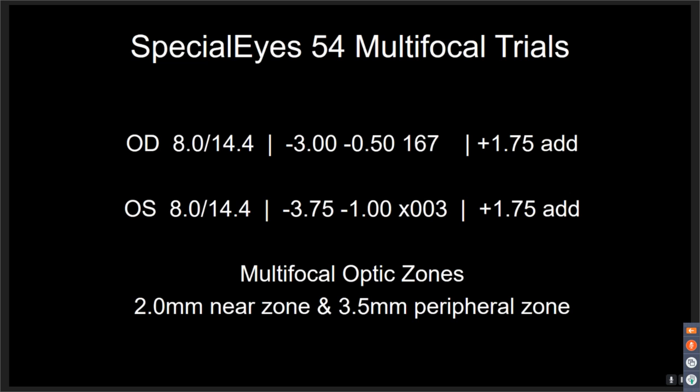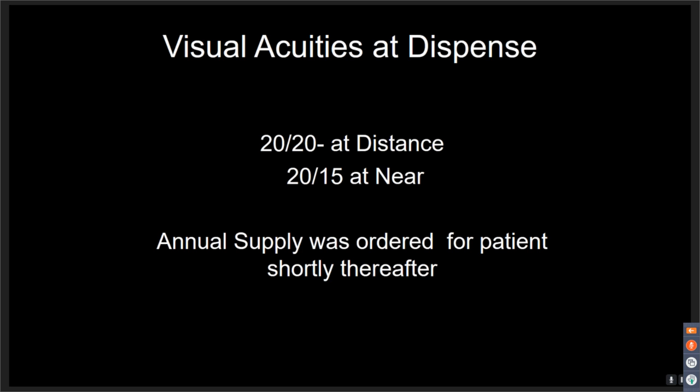So in this case, the base curves are both 8.0s. The size was 14.4. That was done with the arc length design on the computer. And then full powers with a full add. And the choice was given, which was a 2.0 near zone and a 3.5 peripheral zone. Visual acuity at distance was 20/20 minus, 20/15 at near, and an annual supply was ordered. So again, a home run.